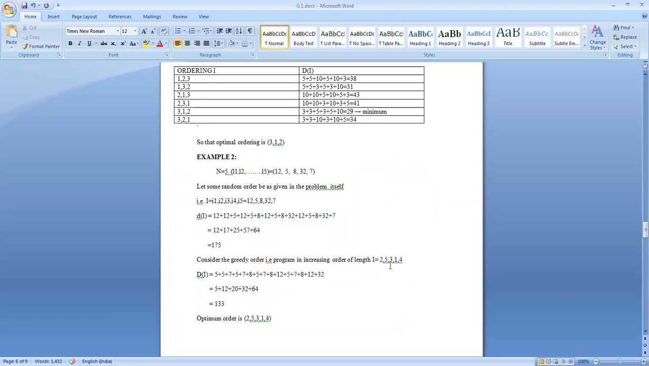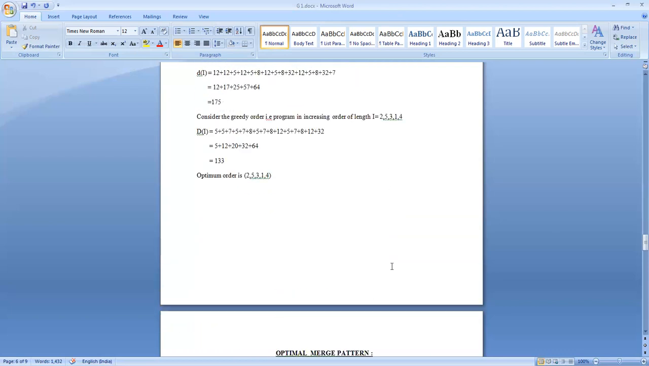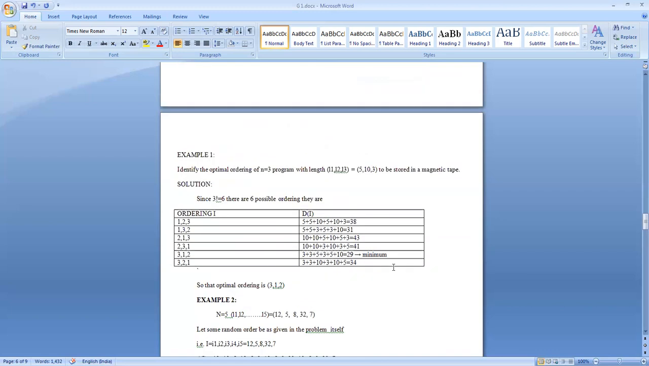We will discuss the optimal merge pattern in the next class.